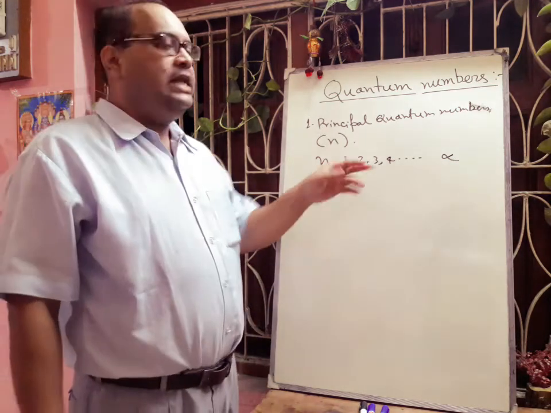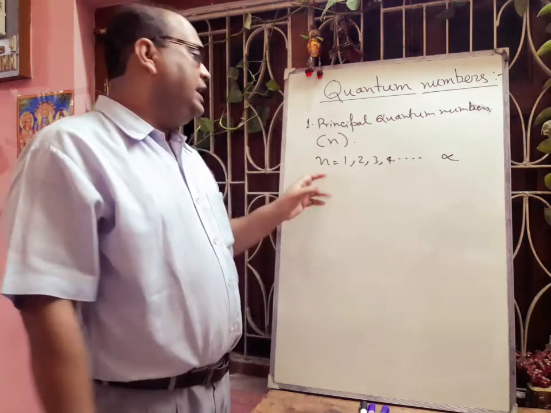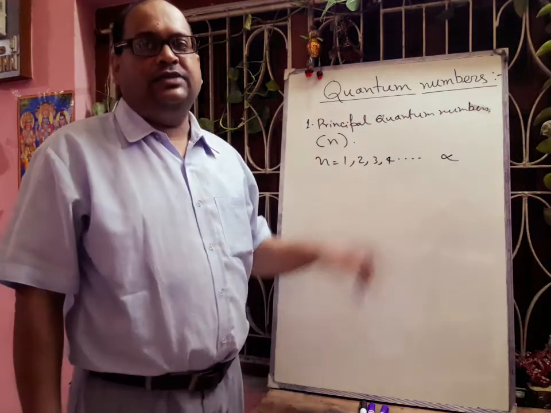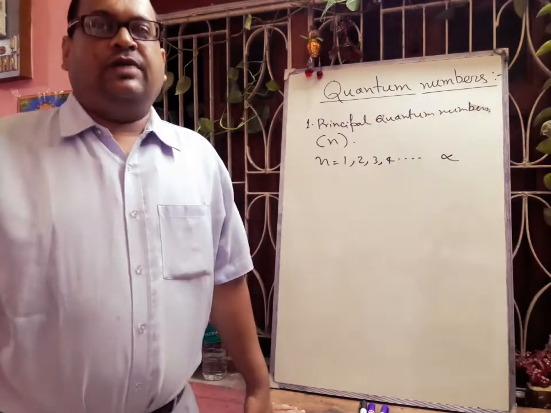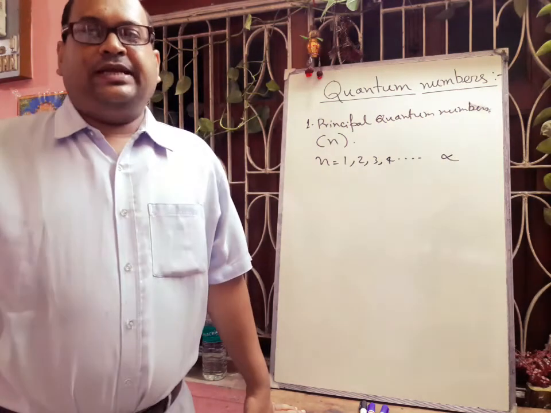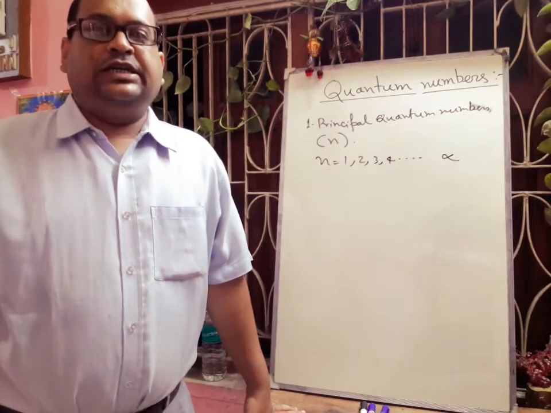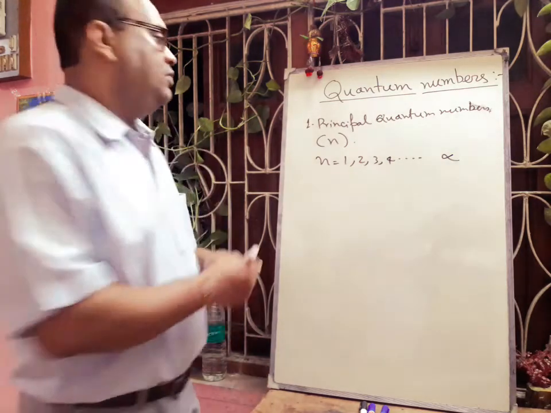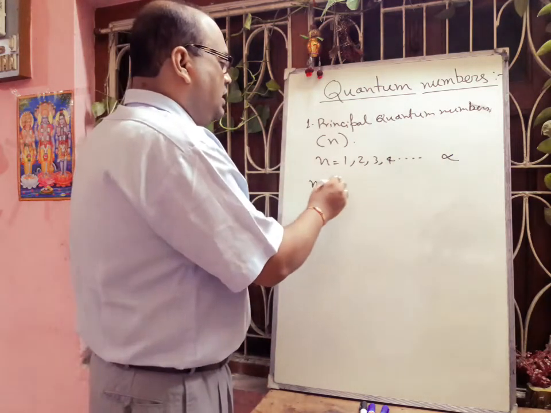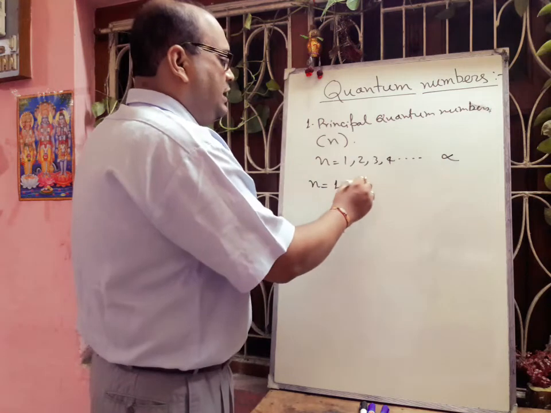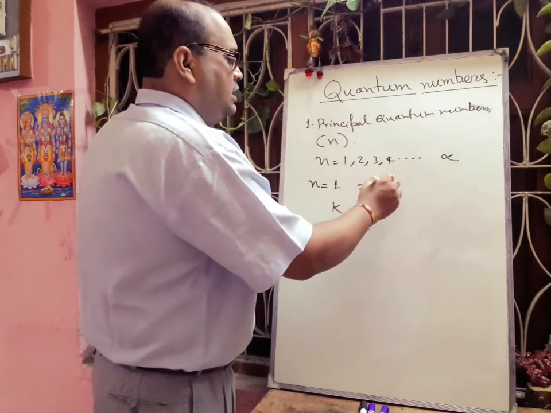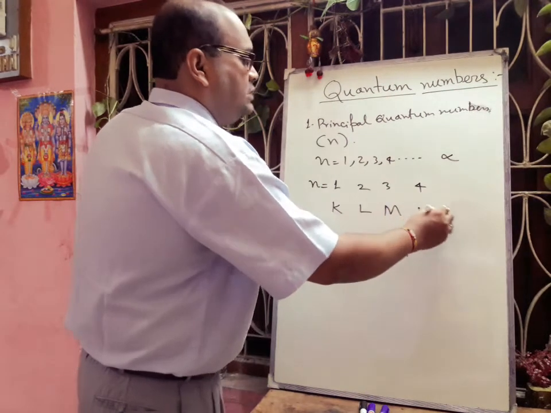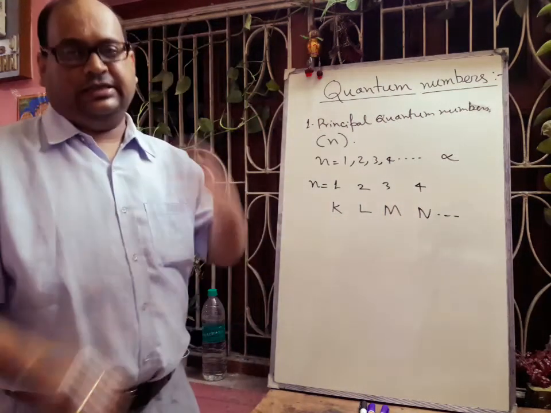Whenever n is equal to 1, that is K shell, n is equal to 2 is L shell, and 3 is M shell. In this way we are considering. So the value of n represents the shell which is designated by capital letters. When n is equal to 1 it is K, n is equal to 2 it is L, 3 M, 4 N, in this way it will go K, L, M, N, O, P.